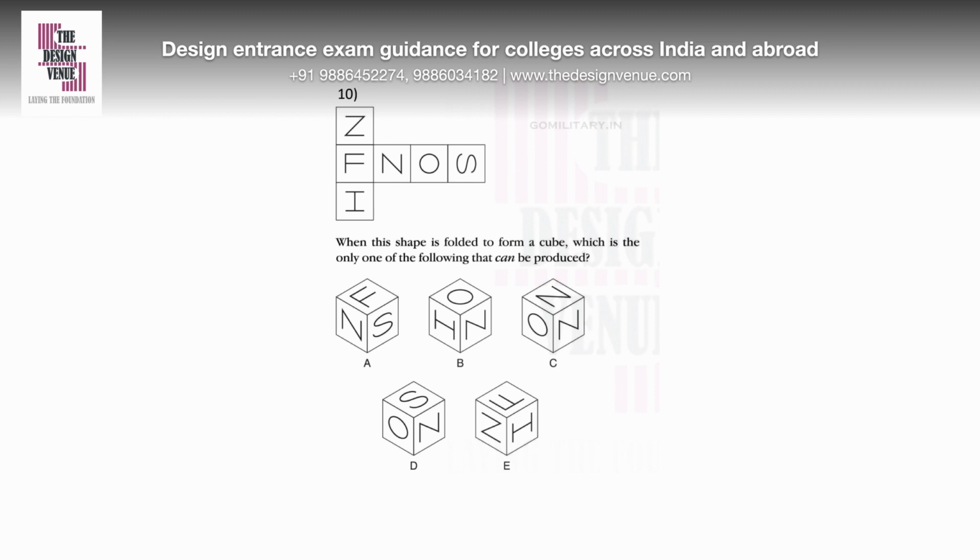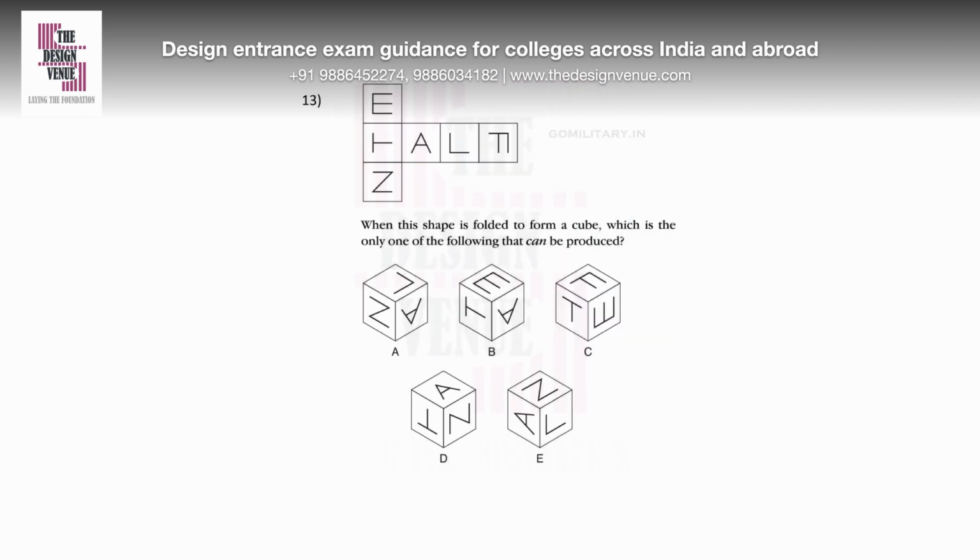Letters H and N are not in the same direction in the net, so option B is eliminated. This leaves us with the answer as option C. Pause the video and, using the same method, find out the answer.